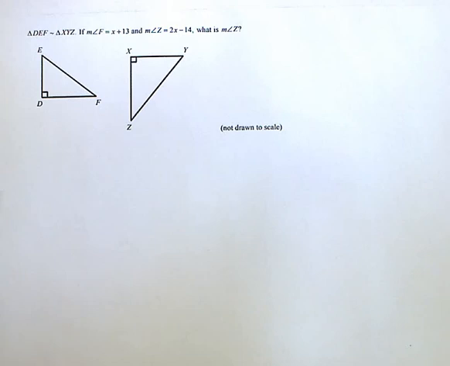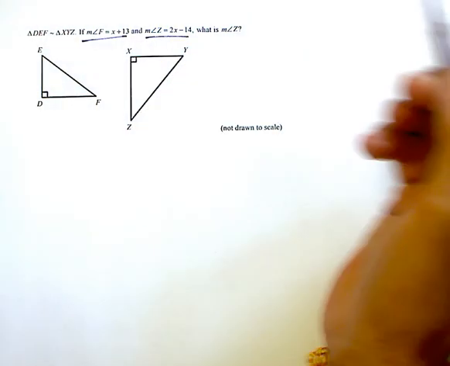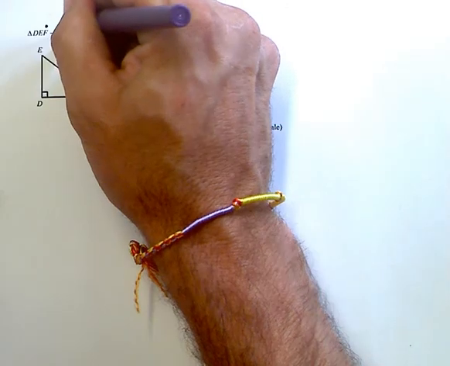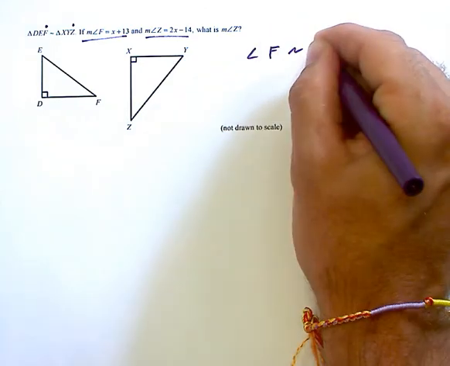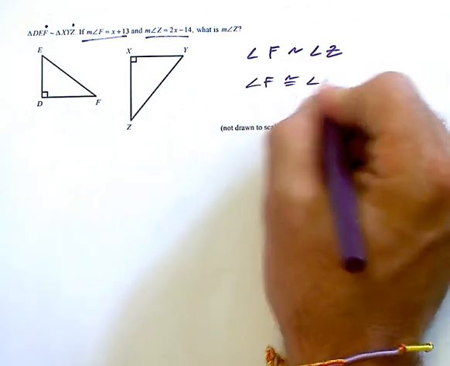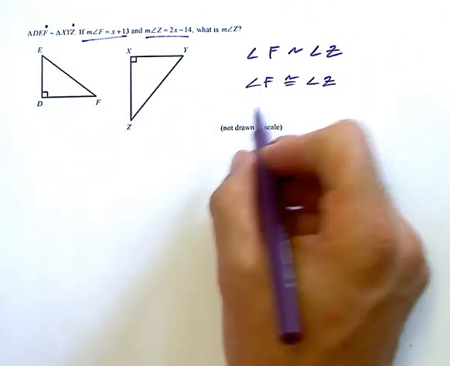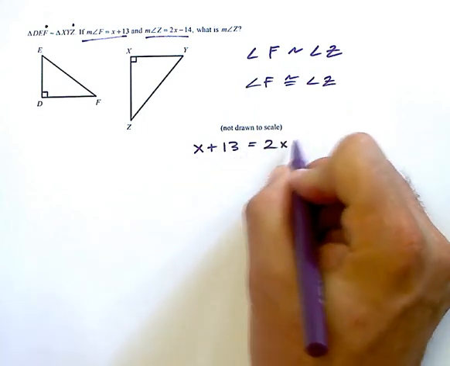This one's similar, although they kind of use a right angle here. It's not really so much in play. We see the last letters F and Z. We know angle F is similar to angle Z, which means angle F is congruent to angle Z, okay? Which tells me that x plus 13 is equal to 2x minus 14.